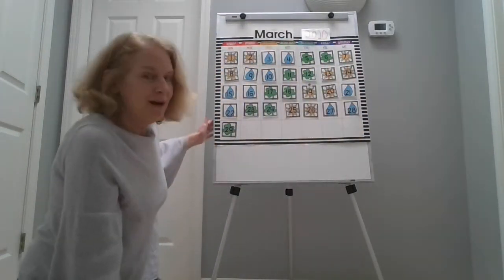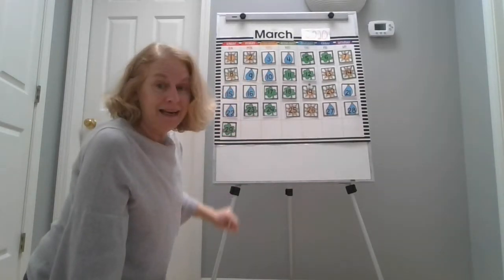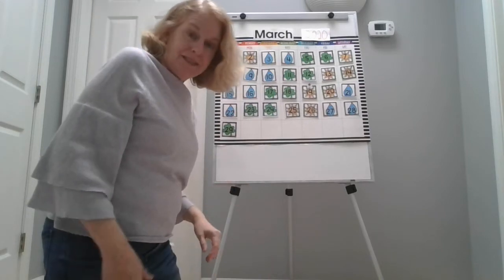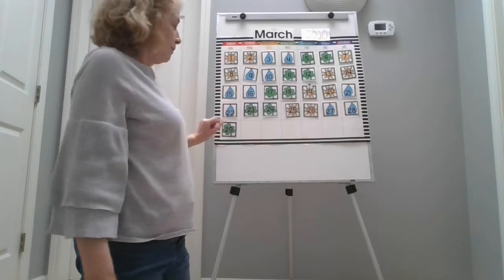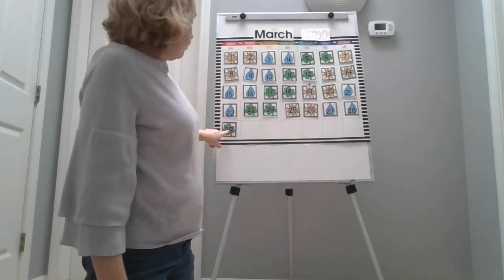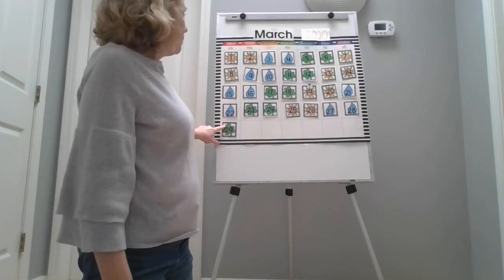Okay, so let's take a look at our calendar. Look how many days we have in March. We're almost at the end of March. So it's been a few days since I've seen you, and some more days have been added to the calendar. But yesterday, it looks like we had a shamrock. So let's see what our pattern is again.